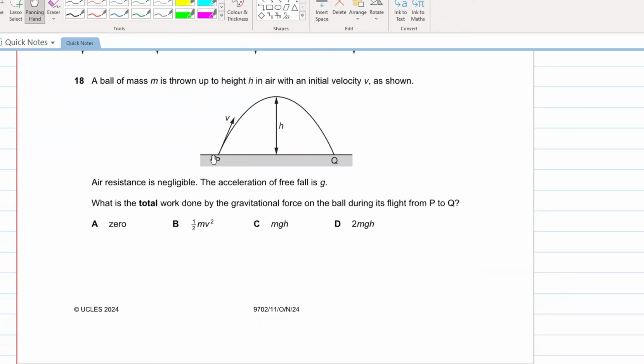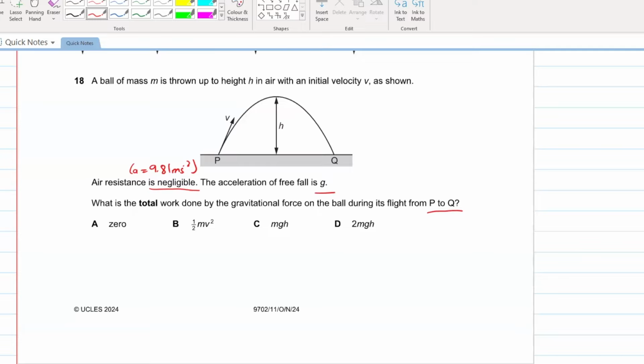A ball of mass m is thrown up to a height of h in the air with an initial velocity v as shown. Air resistance is negligible. If air resistance is negligible, that means what? Acceleration is 9.81 m s^-2. Perfect. Acceleration of free fall is g. What is the total work done by the gravitational force on the ball during its flight from P to Q?